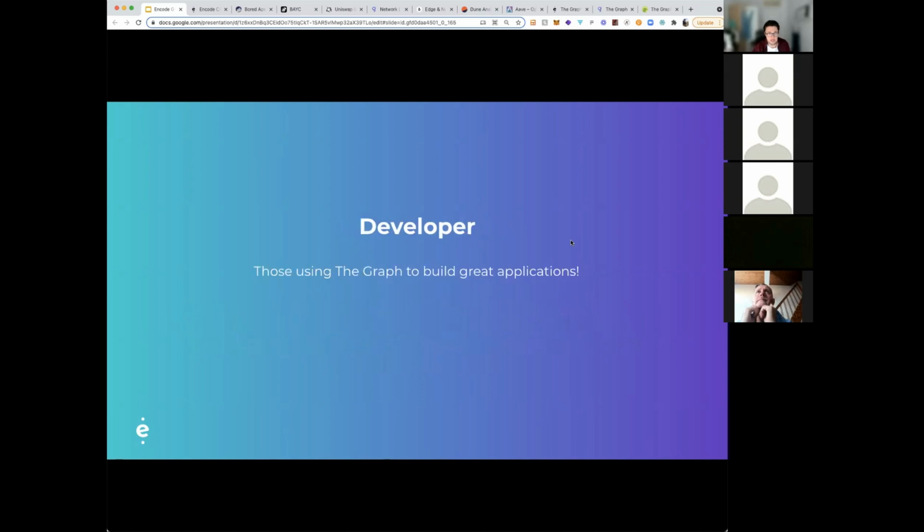A developer is obviously those that use the graph to build great applications. So build subgraphs, put them into their dApps, all of this jazz. Anyone could be a developer. It's very, very simple. We'll look through how you build a subgraph very quickly today.